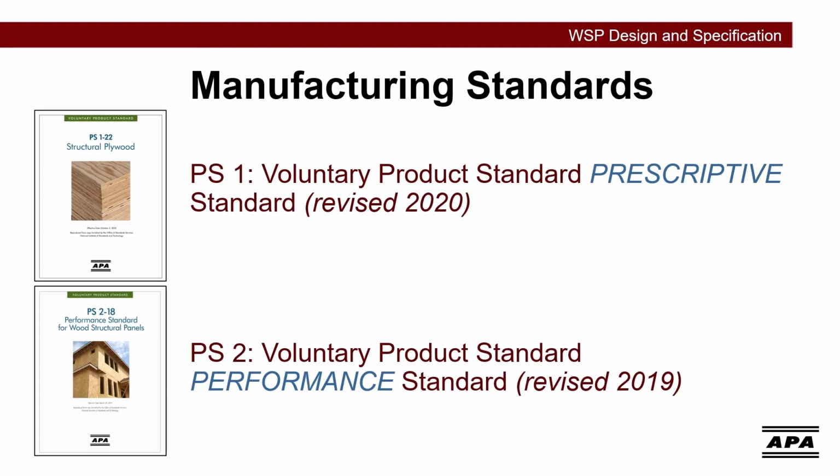PS2 is a performance-based standard that applies to both plywood and OSB. It focuses on how the panel performs rather than just how it's made, meaning different manufacturing techniques can be used as long as the final product meets the required performance benchmarks. Note that the APA panel trademark will identify compliance with these standards. I'll review additional information that can be found on this trademark a little later in the presentation.